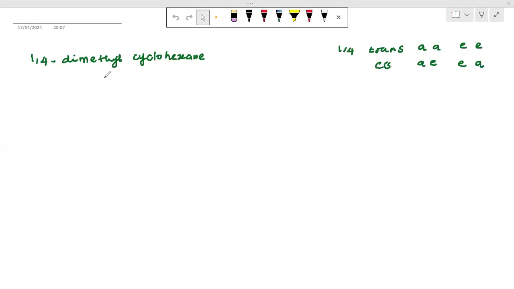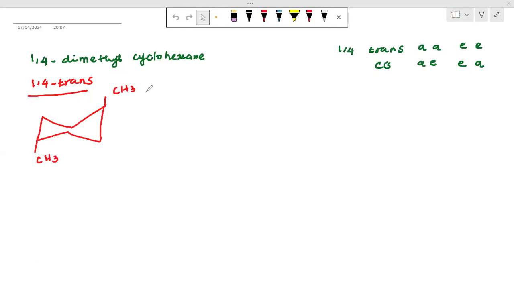We are going to write all four things. First, we want to write the trans, 1,4 trans. So for this 1,4 trans, first write the cyclohexane structure. This is the first position methyl and this is the fourth position methyl, and both carbons are present in axial positions.